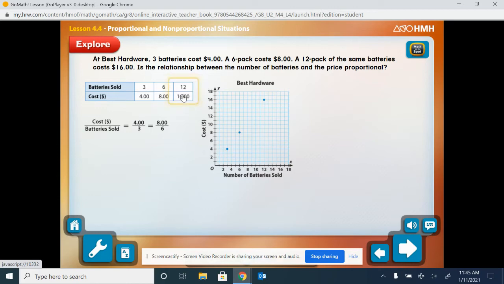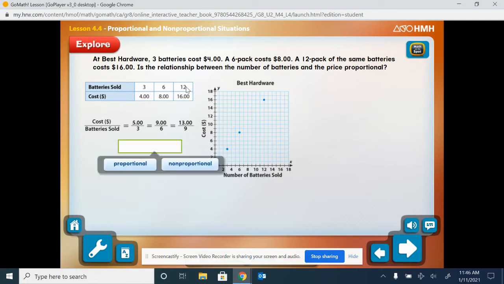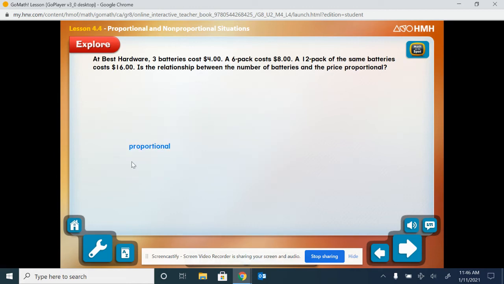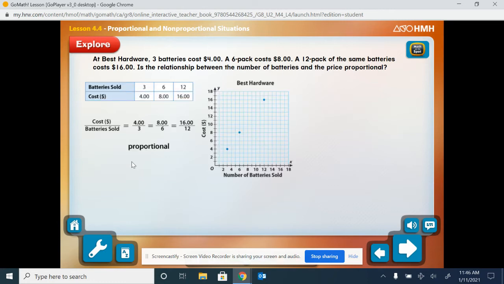It's actually the ratio would be 16 to 12, which also reduces, if I divide both of them by 4, to 4/3, okay? The ratio 16 to 12 is equal to the other two ratios. The ratios of the cost to the number of batteries sold are equal. Is this relationship proportional or non-proportional? Since the ratios are all equal, they are proportional. That's correct. The relationship is proportional.